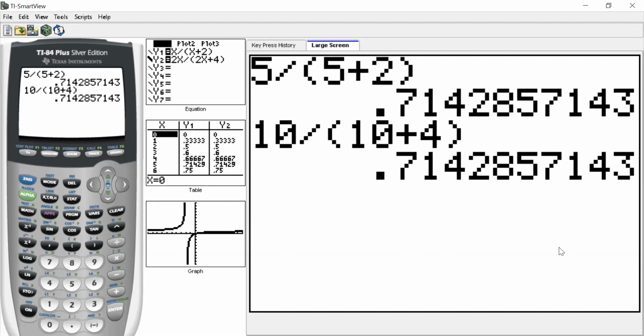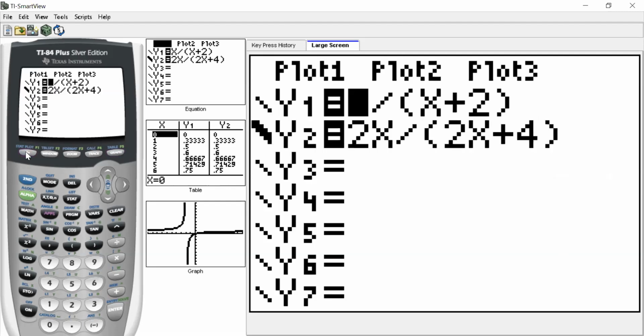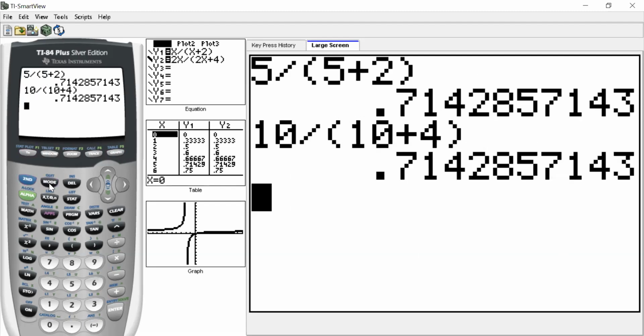So two ways to check my work. I graph it. If the graphs are the same, it's equivalent. Or I sub in a value of my choice back in my main screen, and if the values are the same, they are equivalent. So it's not the easiest thing to do sometimes, but it's a good way to check my work. Never hurts, right?